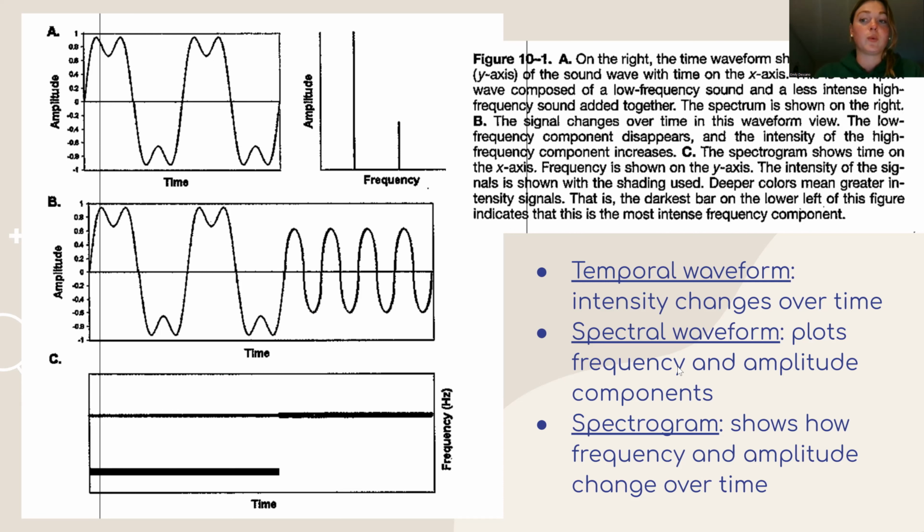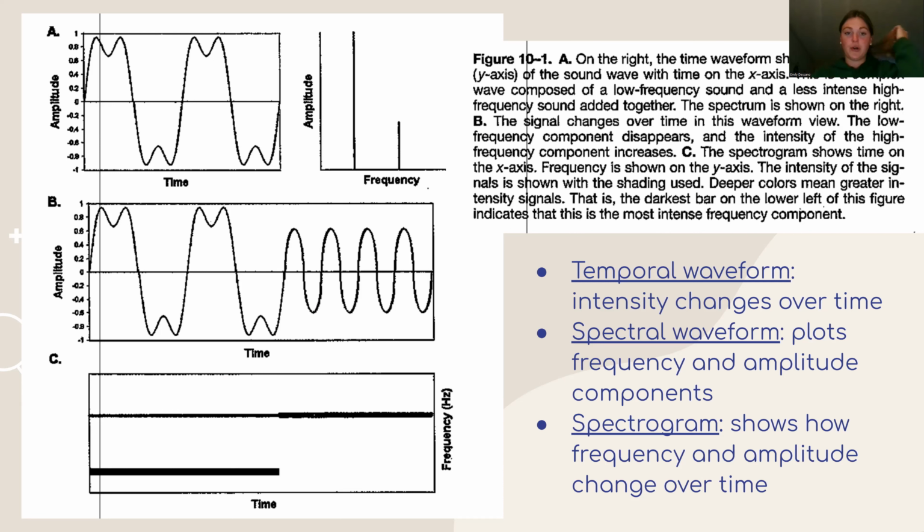The next one is a spectral waveform, which is this one right here with these two lines. All this one shows you is the different frequency components of a complex sound, and their different volumes. So you can see here, this is the spectral waveform of this temporal waveform here. You can see that there's two different frequencies that make it up. That's why there's these two vertical lines. Those represent the two different frequencies. And you can see that one is about twice as loud as the other one, or has about twice the amount of energy as the other one.